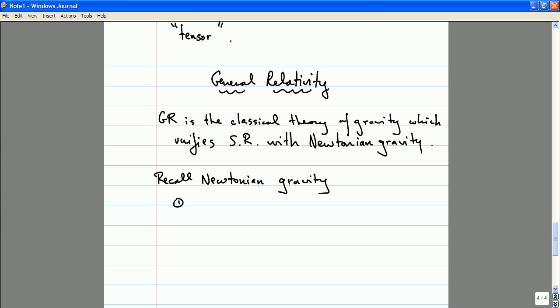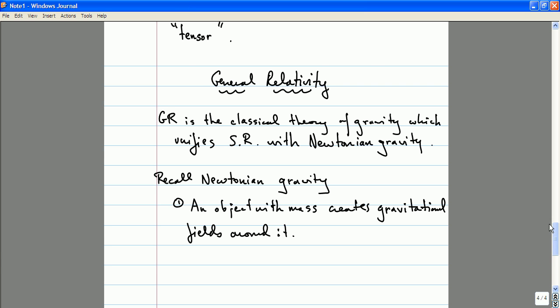Newtonian gravity is really a theory that consists of two different statements about how the gravitational field makes objects move. So the first part of Newton's theory is a statement about how an object with mass will create a gravitational potential or a gravitational field around it.